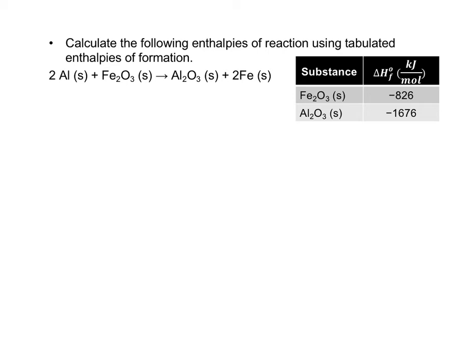Right, and now we have the enthalpies of formation that I need. I didn't put the enthalpies of formation for aluminum and iron because I know those are 0, and you should know that those are 0. And so what we need to do is add up the enthalpies of formation of the products and subtract from that the enthalpies of formation of the reactants.